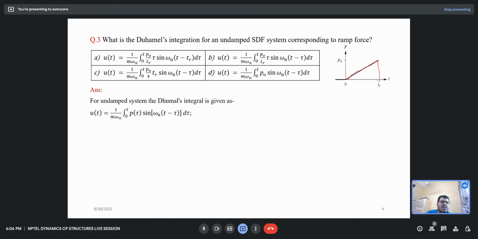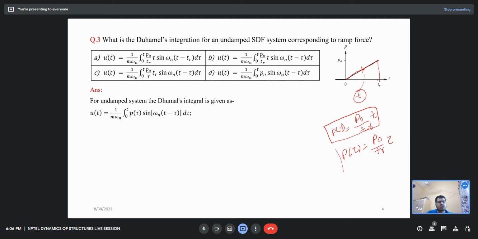Let us say I want to find my point, where t is here, at what point what would be the value of the force. First, the slope of this line is p naught divided by tr. So at this point, let us say it is t or some tau, so that is the value. My p(t) would be p naught by tr into t.